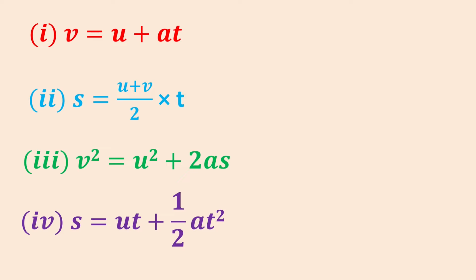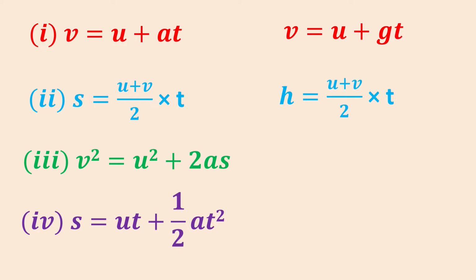Sometimes these equations and the symbols may be a little different. For example, instead of writing v equal to u plus at, we write v equal to u plus gt; g came in place of a. If a body is dropped from a certain height, then instead of acceleration a, we'll use the symbol g. The same way, s equal to u plus v by 2 into t can be written as h equal to u plus v by 2 into t. Here s is replaced by h because both of them are length. That's why if a body is dropped, it covers a certain height, and so we can write s also.